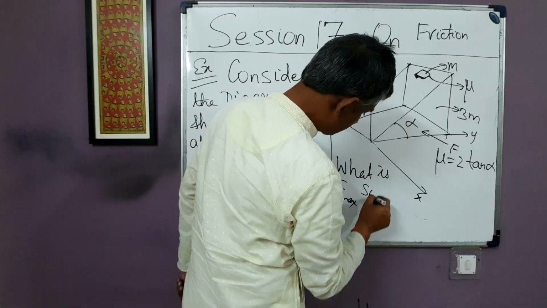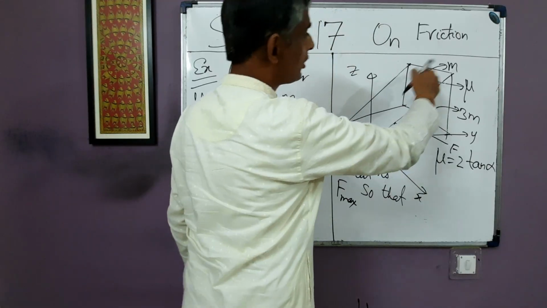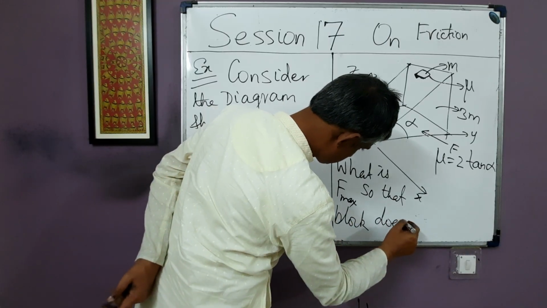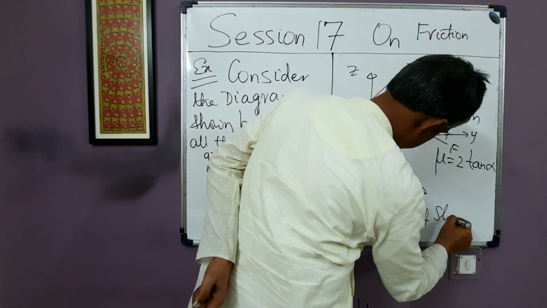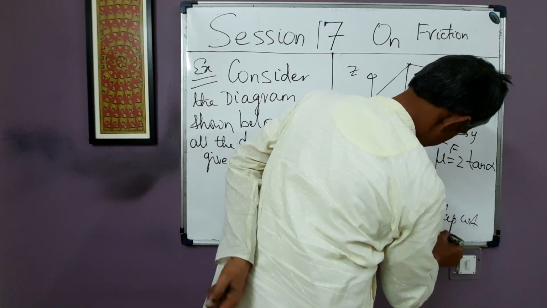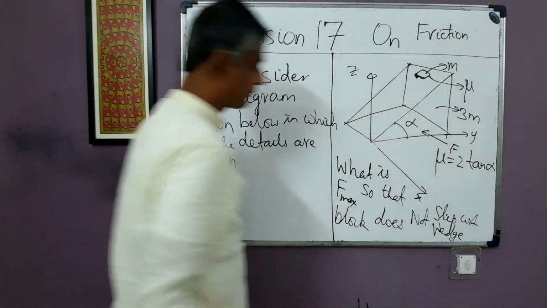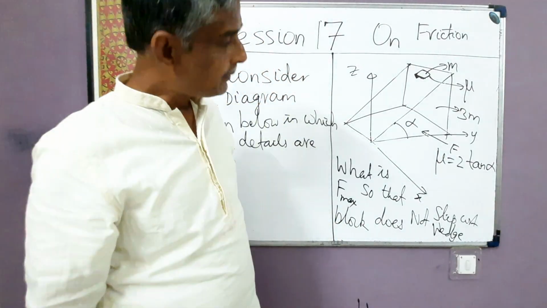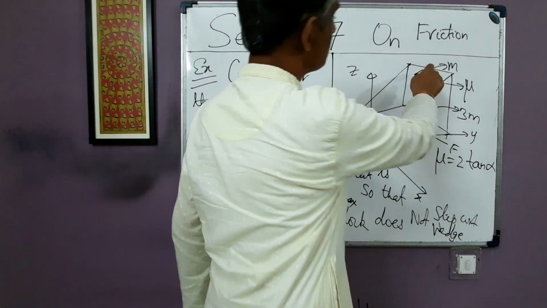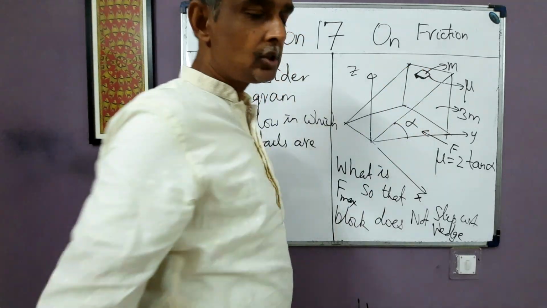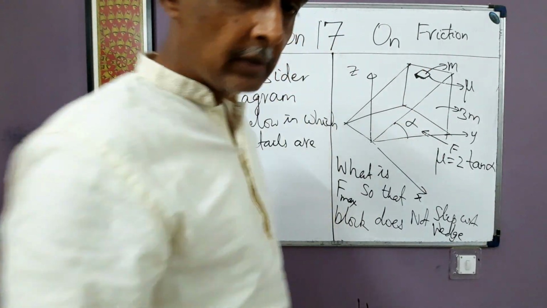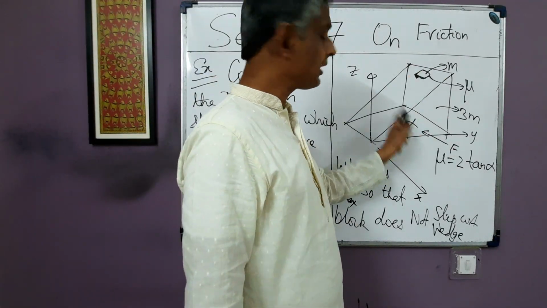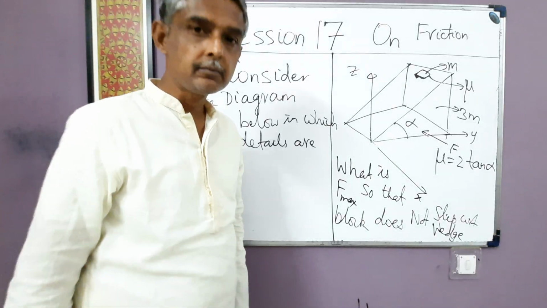So that the block does not slip with respect to the wedge. That is the question. F max means the maximum value of F. So we have to determine the maximum possible value of capital F so that the block does not slip with respect to the wedge. The answer should be in terms of m, g and alpha. G is acceleration due to gravity.